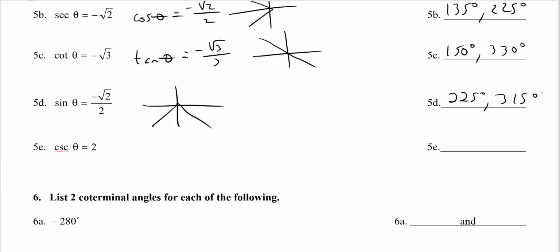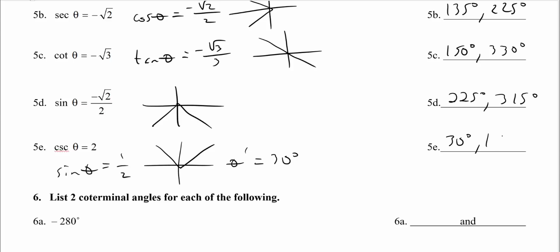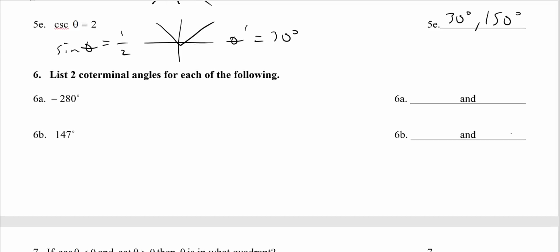Okay, and the last one, again, I don't really know that very well, so I'm going to change that from cosecant to sine of theta is 1/2, and sine is positive here and here. The reference angle is 30 degrees. So that means the first quadrant is 30, second one is 180 minus 30, or 150. So 30 and 150. Okay? Not bad. Let's keep going here.